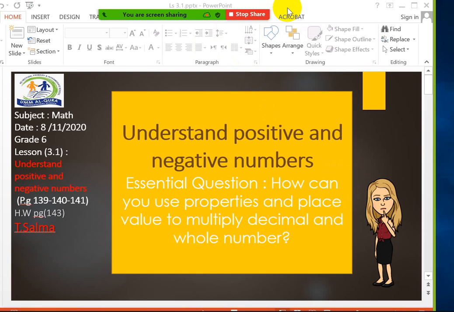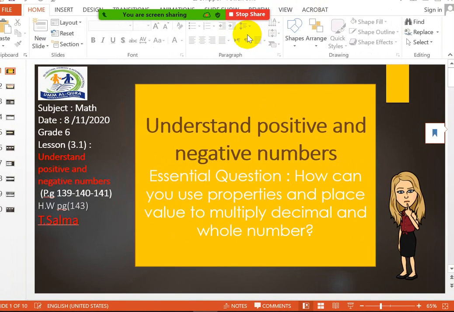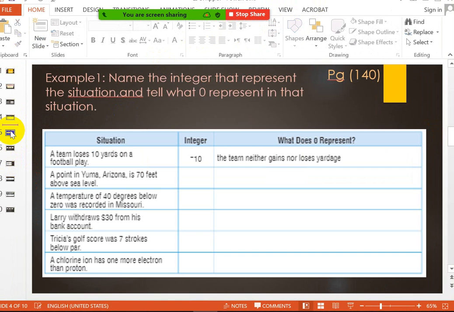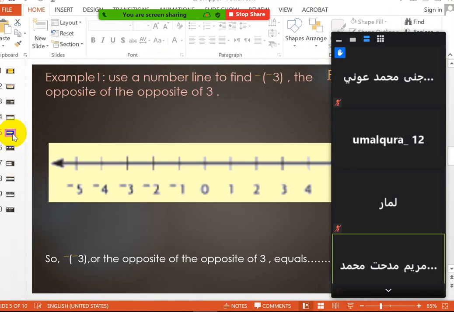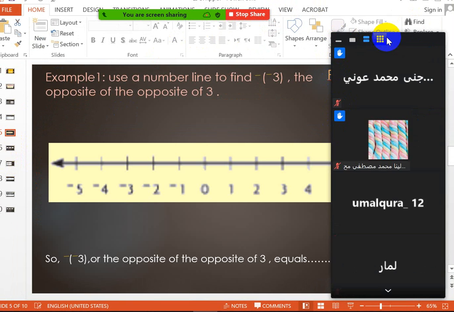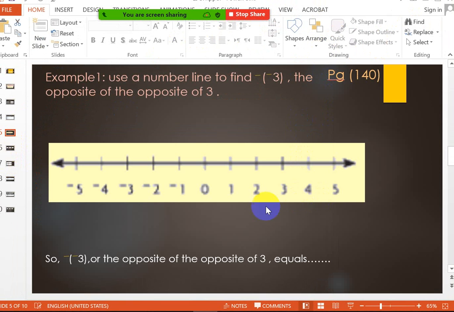We will continue today the same lesson about understanding positive and negative numbers. So open your books on page... I think we did this one, right? We did this exercise. Example 2, I think we didn't do it, right? So we will do it now.